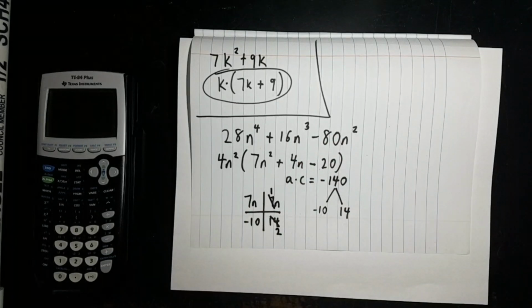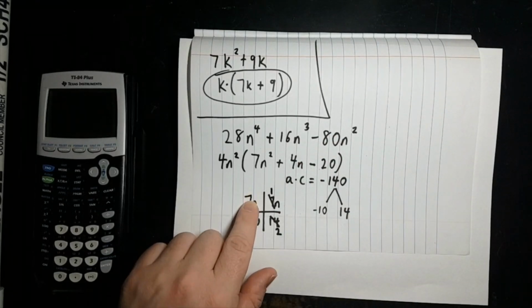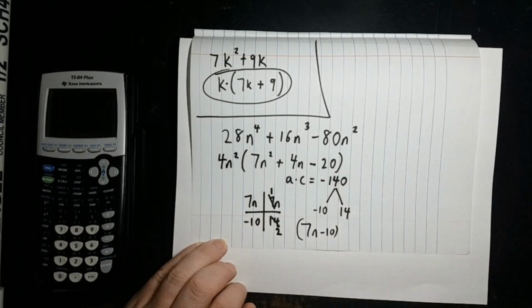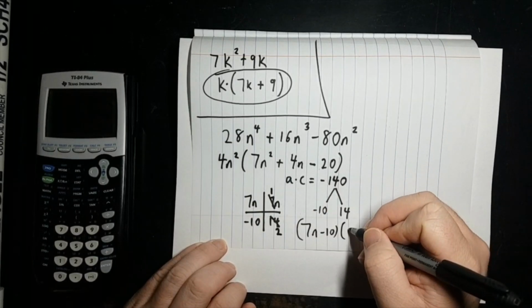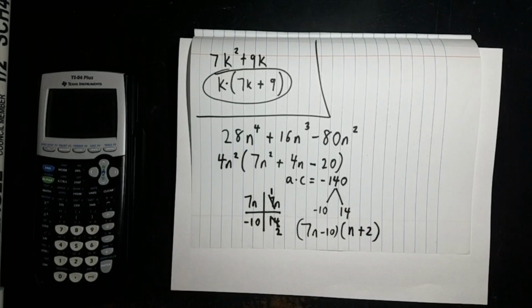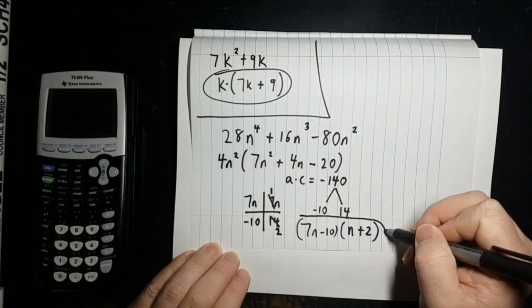There we go. Let's write our terms vertically: 7n minus 10, 1n plus 2. Just the way you do it. You could multiply them back together.